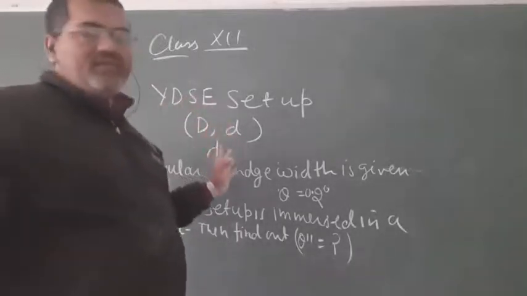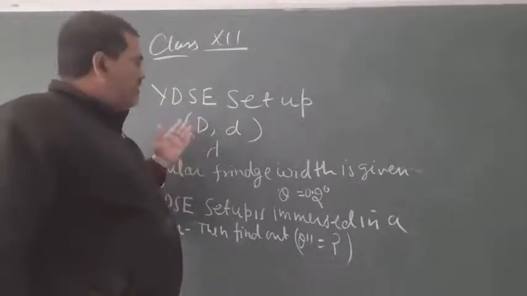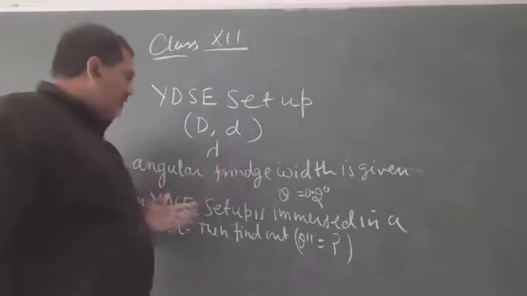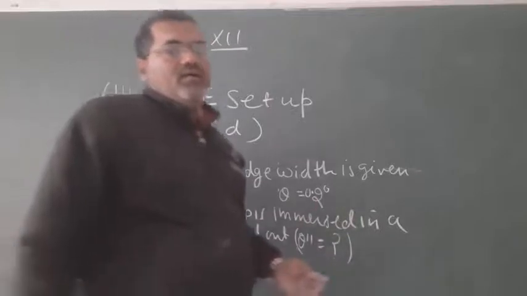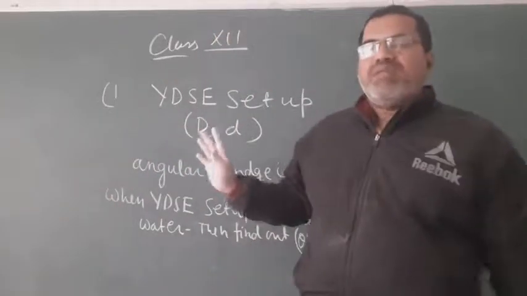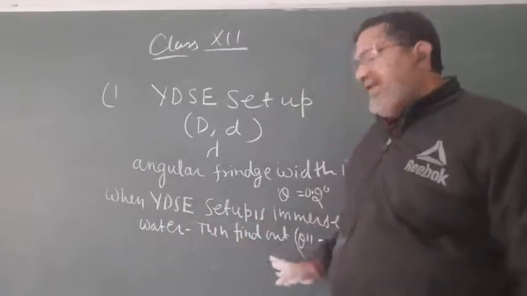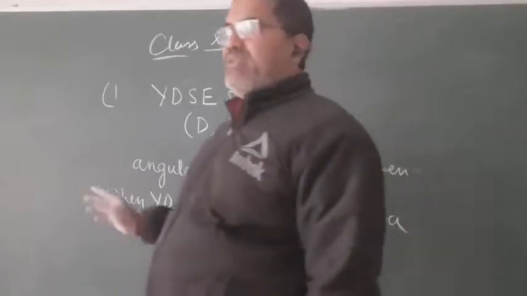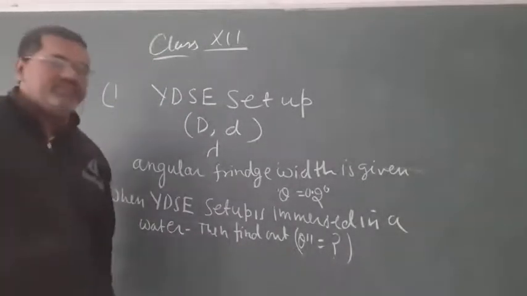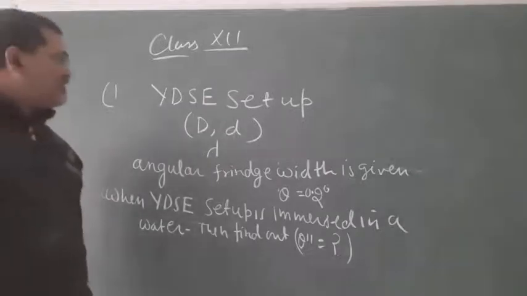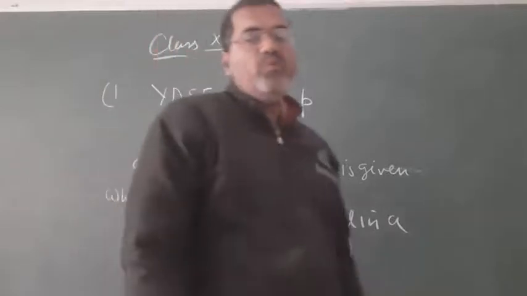A YDSE setup is given with the usual parameters capital D, small d and lambda. The angular fringe width is given as 0.2 degree, and this setup is in air. When it is immersed in a liquid, say water, then find out the angular fringe width. So what will be the change in angular fringe width? This is an NCERT question, so try it. I'll give you 2 minutes.